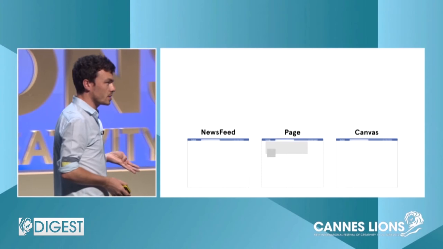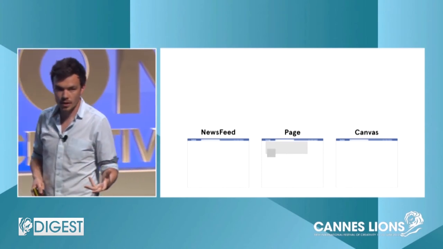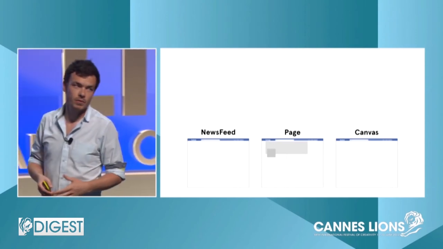If you look at the kind of things that we provide, we have newsfeed, we have the page, also known as the timeline, and we have Canvas. And Canvas, I'm sure all you guys are familiar with, is the big blank white page that you build apps on. If you look at these three things, people often jump to Canvas because it's the thing they're most familiar with. It's kind of like a website. So people build websites on it, but they don't see any engagement. All of these microsite-looking apps don't see engagement because Facebook is different.